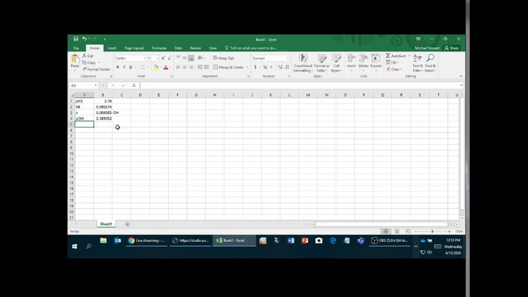So I get 2.3839 for the pOH. The pH is just 14 minus that number. So pH here is going to be 11.6. The pOH is going to be 2.4.